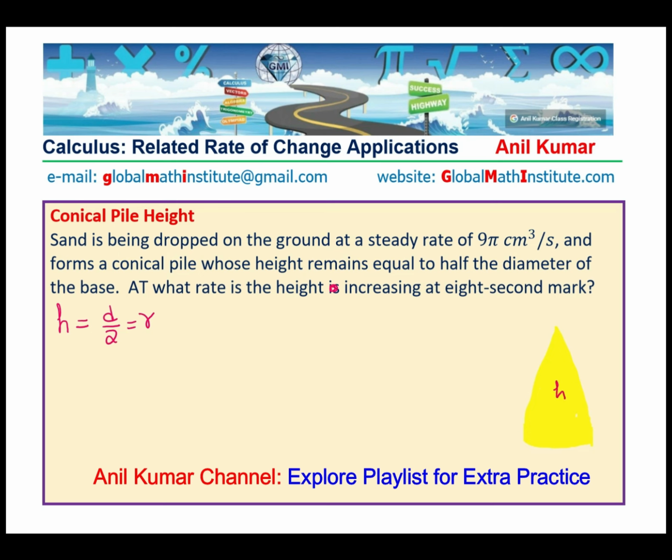So let's say this is the height, right? And we're talking about this conical shape, and that is the radius. So the radius and height are related with the given condition. We are also given that sand is being dropped on the ground at a steady rate of 9 pi centimeter cube per second. It means the volume, right? So the volume is increasing with time at the rate of 9 pi centimeter cube per second.